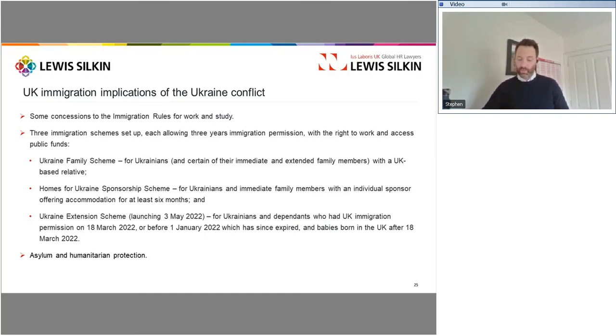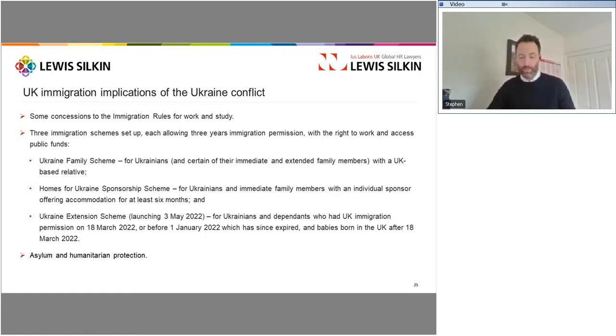The Homes for Ukraine scheme provides an alternative option for Ukrainians with no family ties to the UK. The scheme enables individuals, charities, community groups and businesses to act as sponsors by volunteering accommodation. People arriving under this scheme will be able to live and work in the UK for up to 3 years.